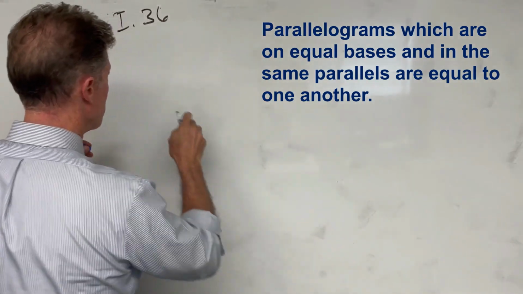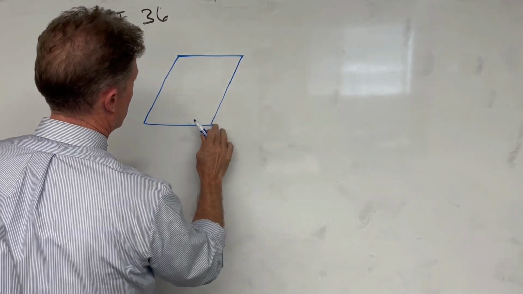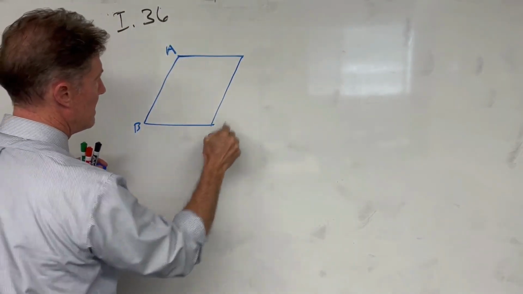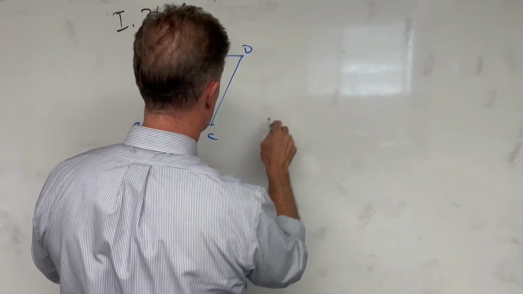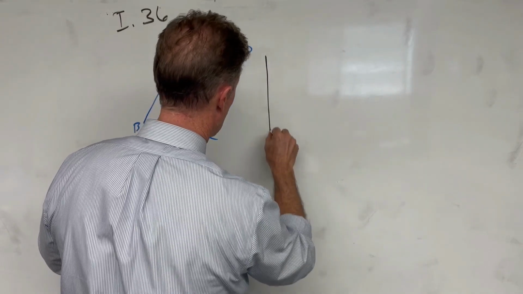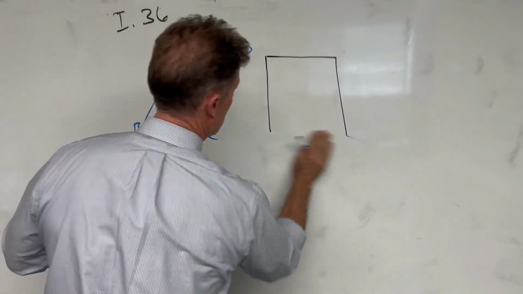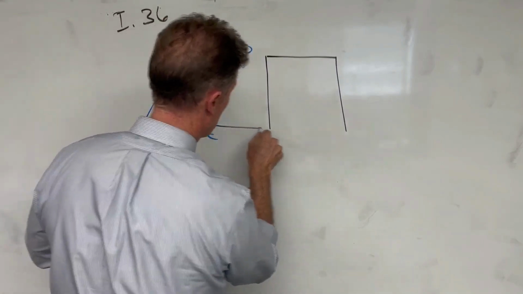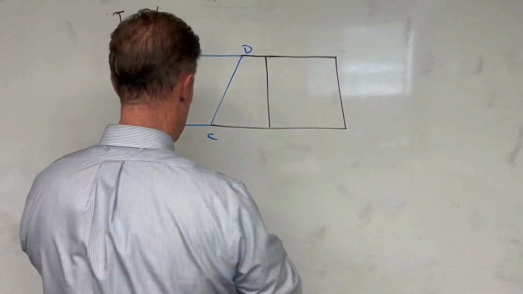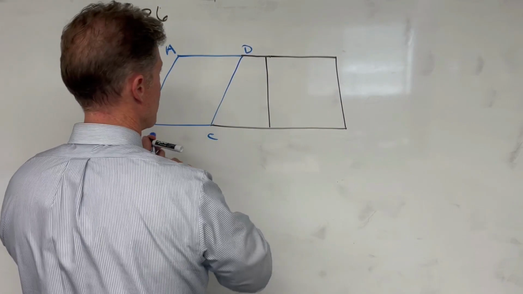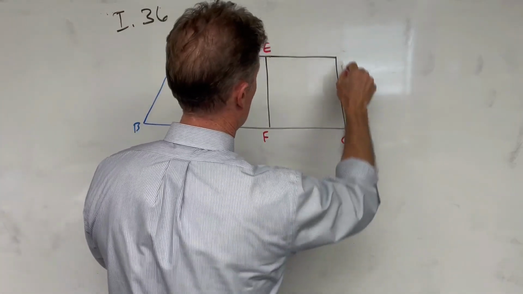So let's have some parallelograms. Let's have parallelogram ABCD, and let's have another parallelogram. Let these be on equal bases and in the same parallels. So let's have parallelogram ABCD and EFGH.